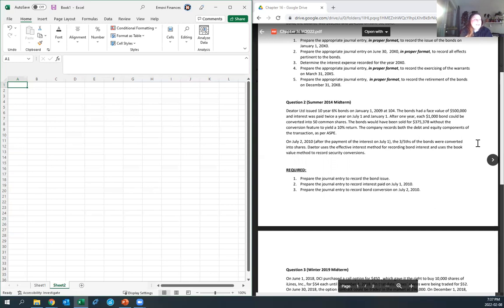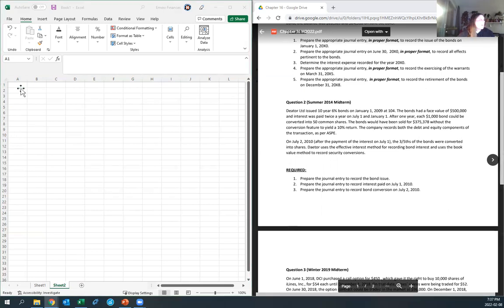On July 2nd, 2010, after the payment of the interest on July 1st, 3/5 of the bonds were converted into shares. Dieter uses the effective interest method for recording bond interest and uses the book value method to record the security conversions. So we're going to record the issuance, the interest that was paid on July 1st, 2010, and then the bond conversion on July 2nd, 2010.